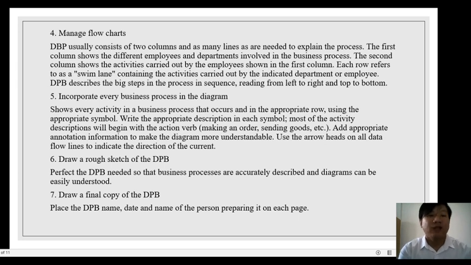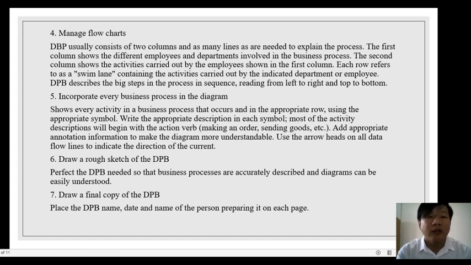4. Prepare the diagram. A BPD usually consists of two columns and as many rows as are needed to explain the process. The first column shows the different employees and departments involved in the business process. The second column shows the activity carried out by the employee shown in the first column. Each row is referred to as a swimlane containing the activities carried out by the indicated department or employee. A BPD describes the steps in the process in sequence, spreading from left to right and top to bottom.